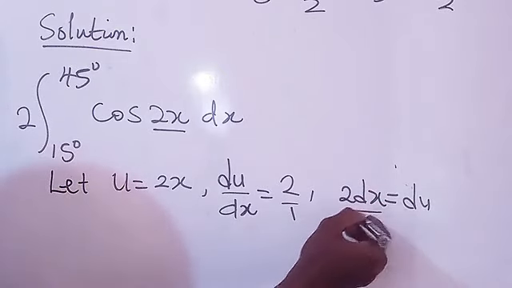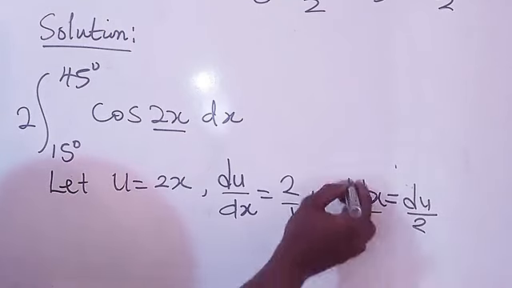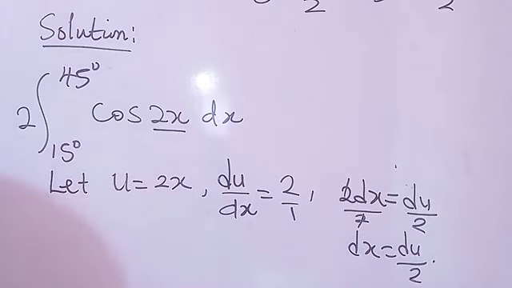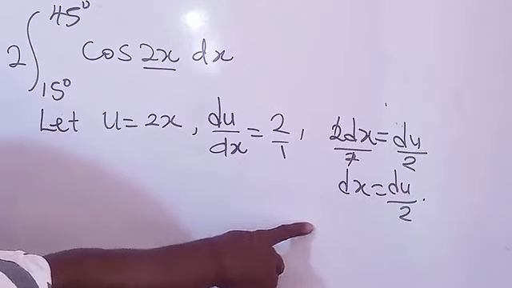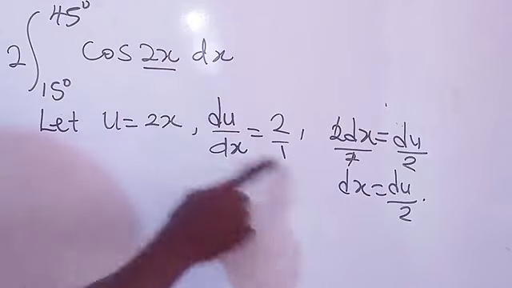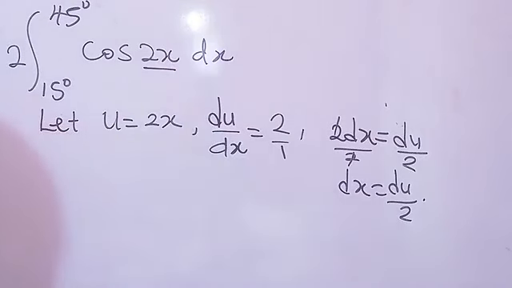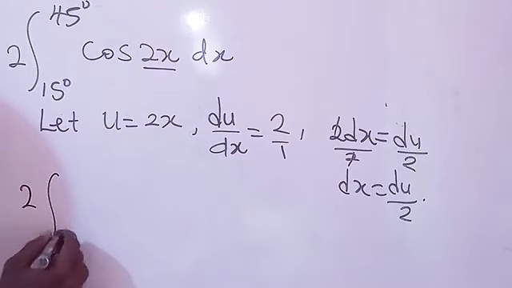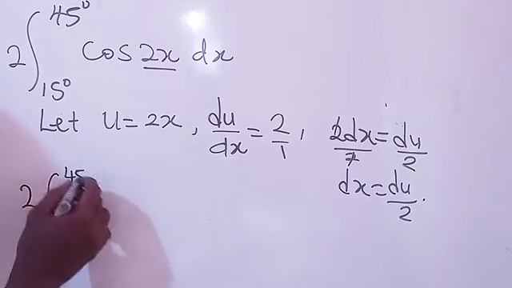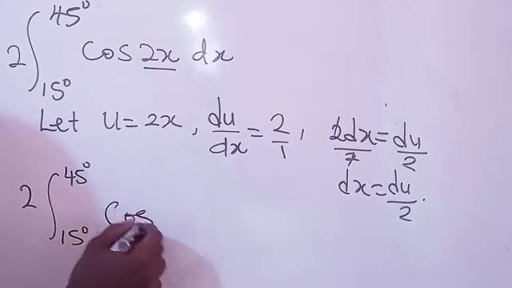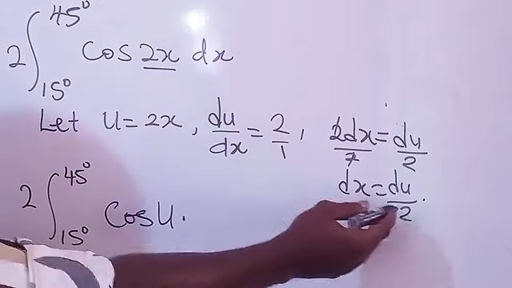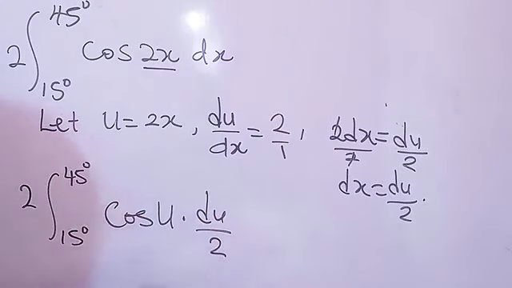And you want to make dx the subject, so you divide both sides by 2. So we have dx to be du all over 2. Therefore, anywhere you see dx, you replace it by du over 2. So we're going to have 2 into bracket, 15 degrees to 45 degrees. Now here, cos 2x will turn to cos u. Then dx is going to be du over 2.